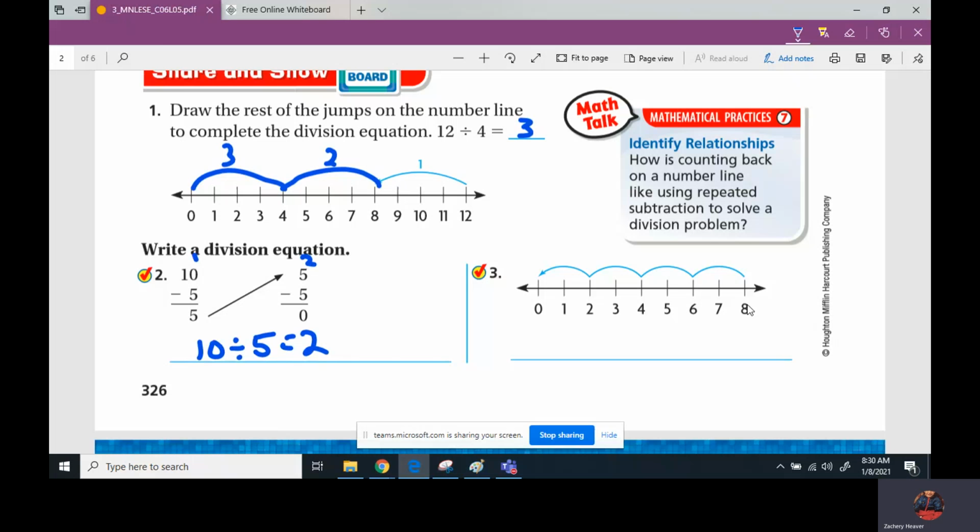We're starting at 8, so that's going to be our dividend. How many are we jumping between each jump? 1, 2. We're jumping 2. There are 2 spaces. So 8 divided by 2, and how many jumps do we have total? 1, 2, 3, 4. You could also look at it like this: 8 divided by 4 jumps, how many are they jumping in between? 2. Okay? Same numbers, different order. The 8 has to stay the same.